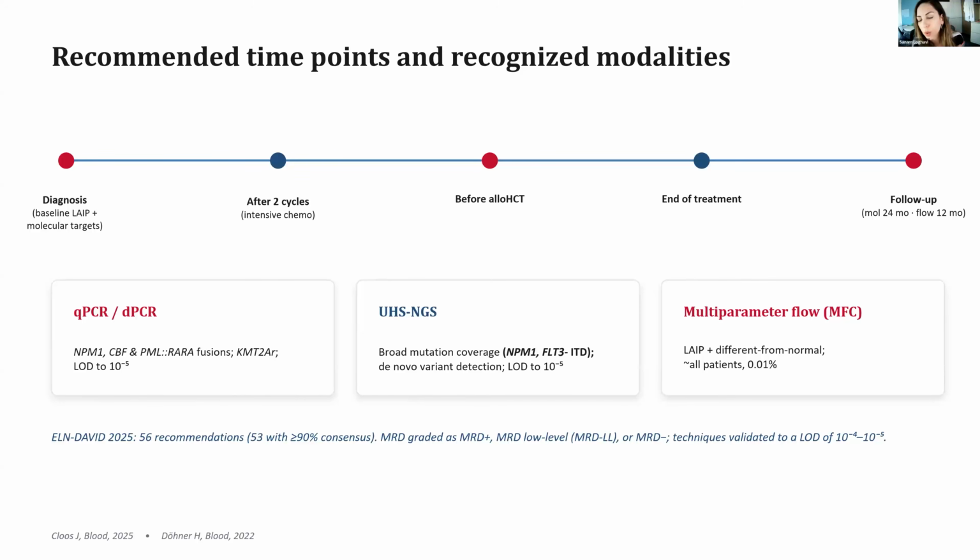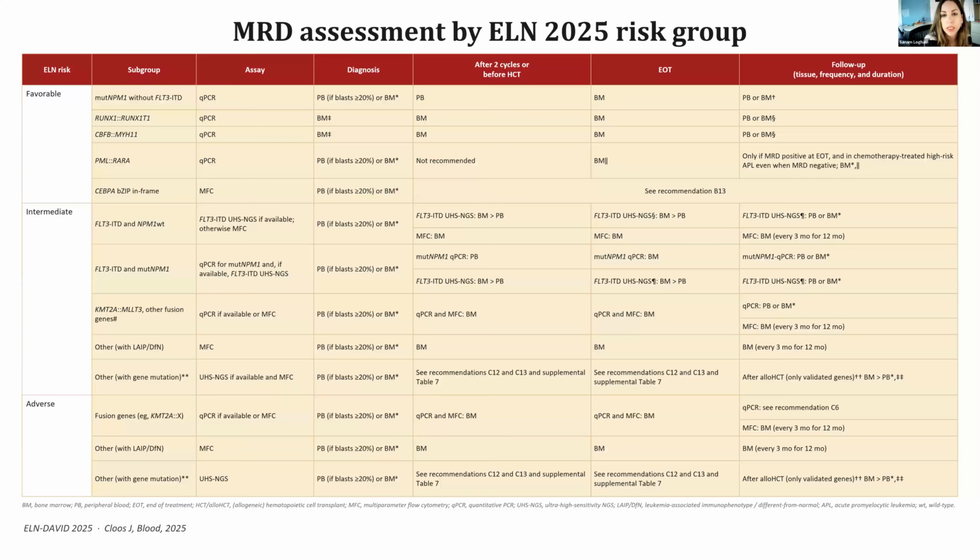But right now we have NPM1 and FLT3, and then of course multiparameter flow cytometry that looks for leukemia-associated immunophenotypes or deviation from normal phenotypes that applies essentially to all patients, right? Because 99.9% of AML is associated with an aberrant immunophenotype.